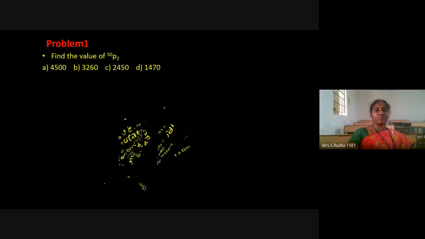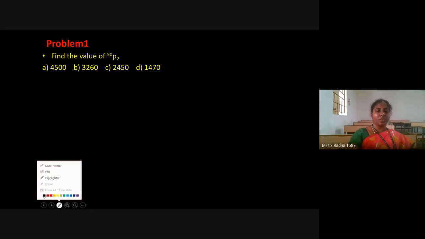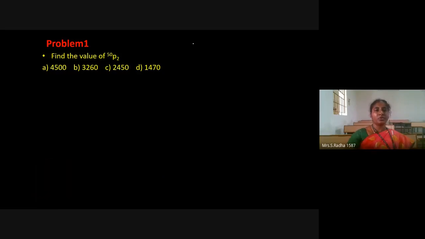Now I am going to the first problem. Find the value of 50P2. We already know P means permutation. So 50 factorial by 50 minus 2 factorial, which is nothing but n factorial by n minus r factorial. This is the formula for nPr.